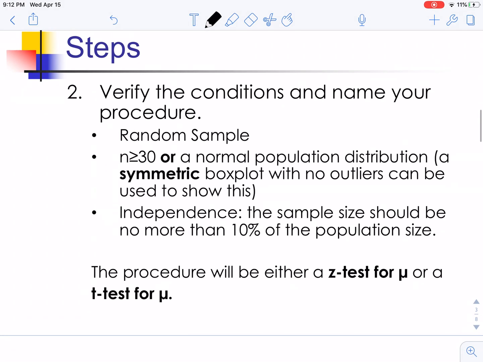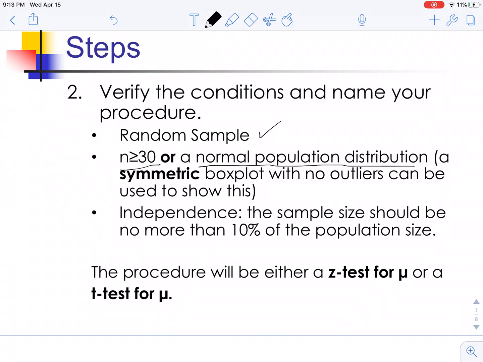All right, step 2, you're going to verify your conditions and you're going to name your procedures. So there's really 3 conditions. You have a random condition, a normal condition, and an independence condition. So you always do have to have a random sample. For the normal sampling distribution, there's really 2 ways of checking for that. Either your sample size is large enough, n is greater than or equal to 30, or the problem will tell you about it having a normal population distribution.